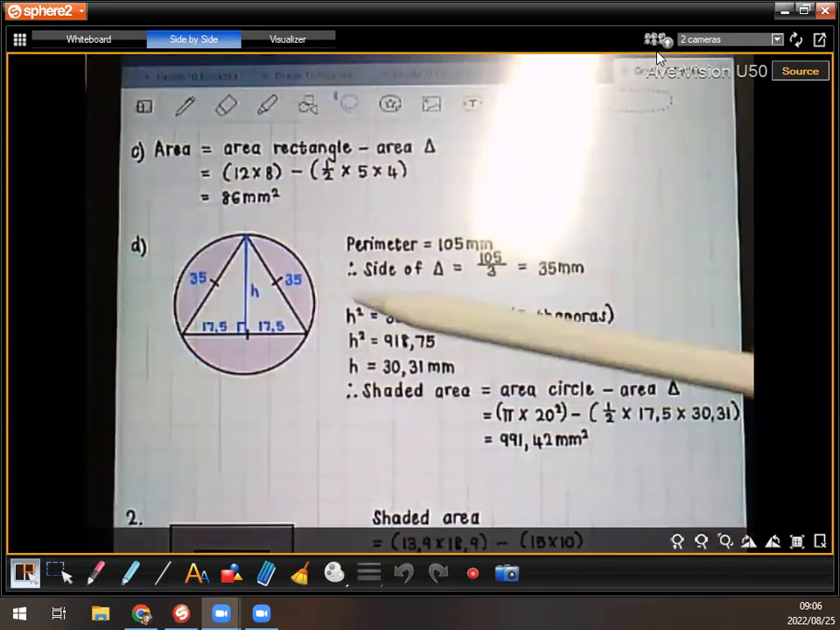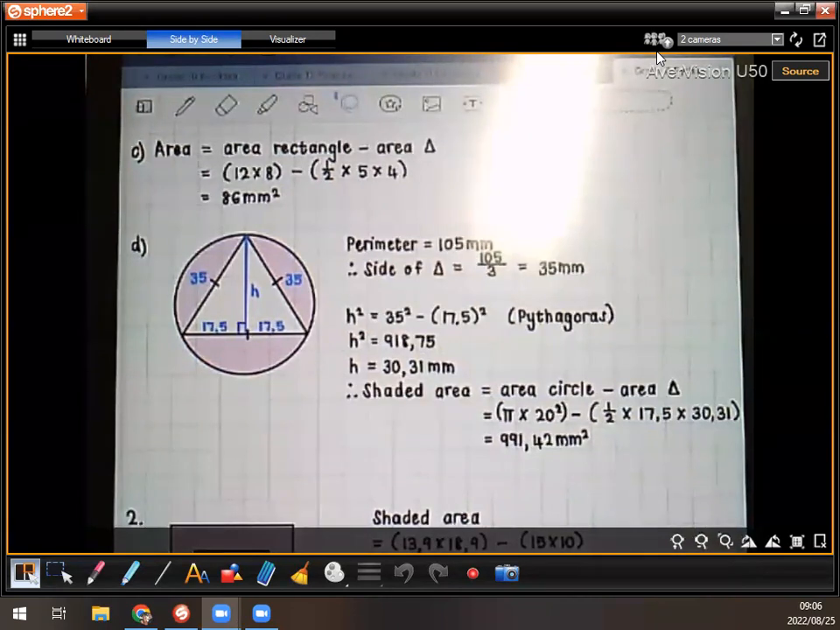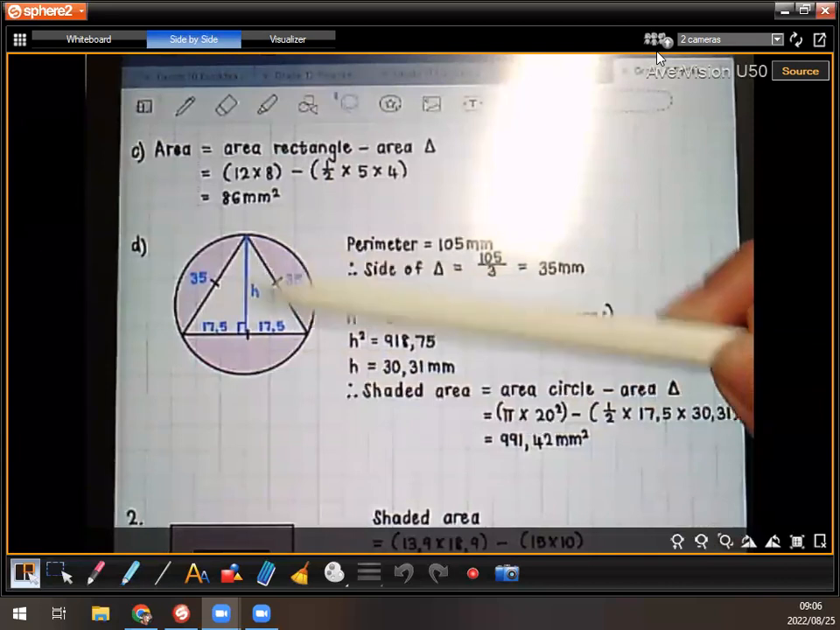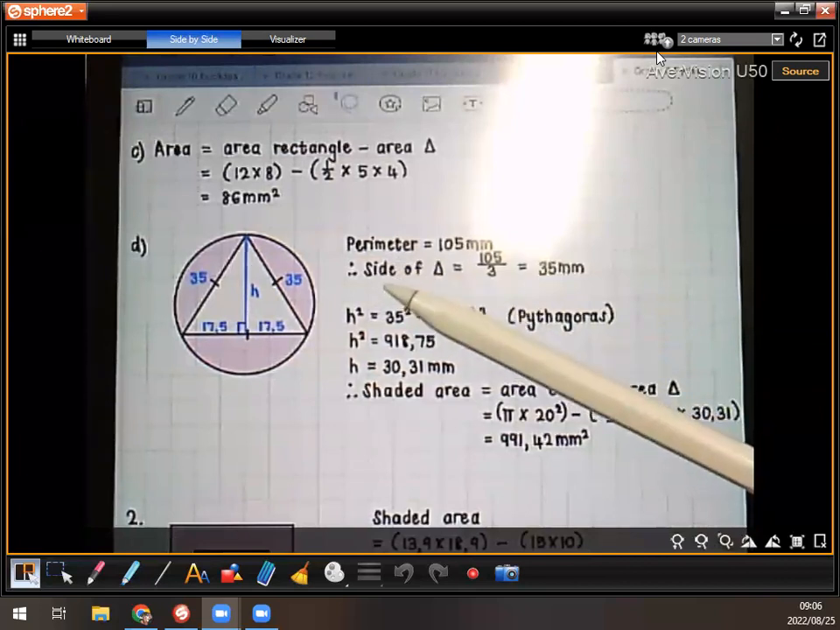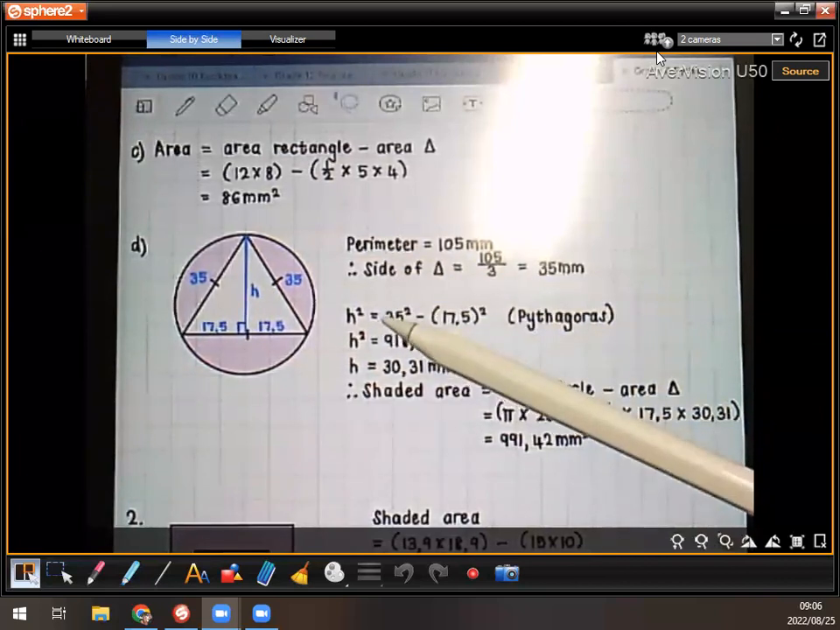They told us that the perimeter is 105. They didn't tell us what the lengths of the sides are. In order to get that area, we need to know what the base is, so this side, and we need to know what the perpendicular height is. Okay, so what I did there is I just wrote, I think yesterday we just said small x. That's fine if you wrote a small x.